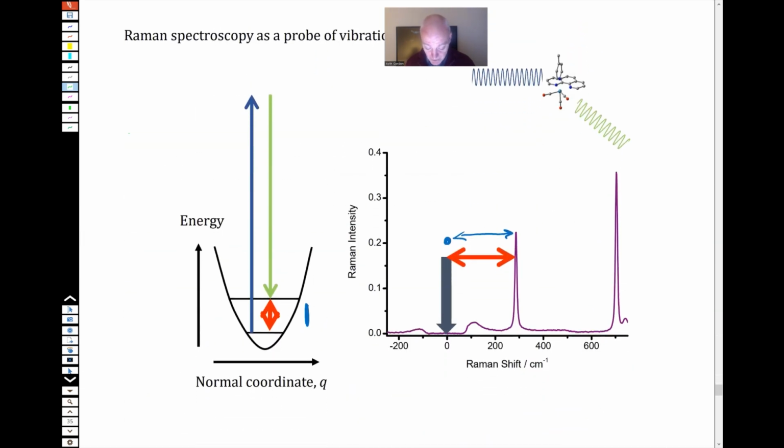And this shows what that looks like. The difference in energy is depicted here. That difference in energy corresponds to the difference between the laser wavelength, which is set to have 0 Raman shift, and the vibrational mode, which is over here, which has, in this case, about 250 wave numbers of Raman shift. So that way you can see all of the vibrational spectrum by scattering light off the molecule rather than absorbing light as you do in an infrared experiment.